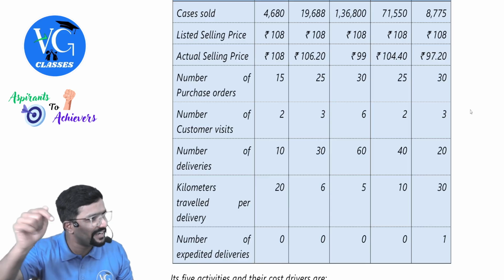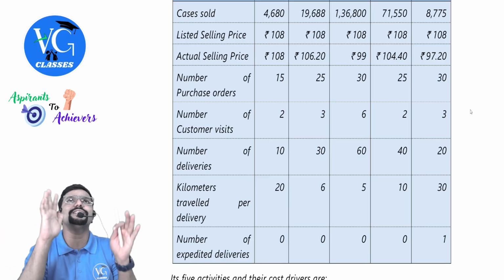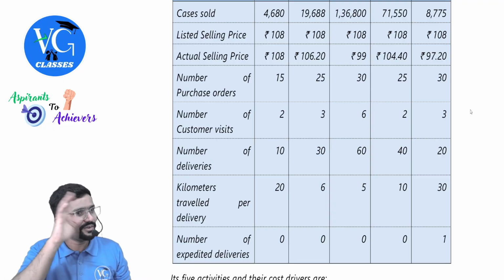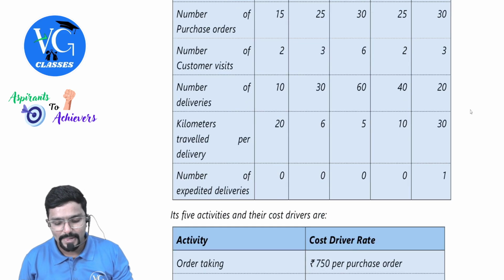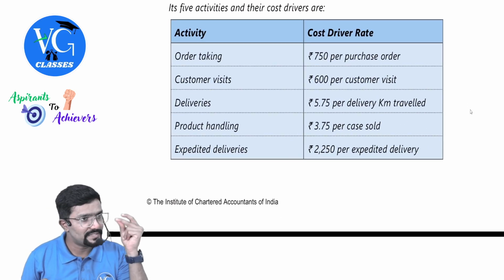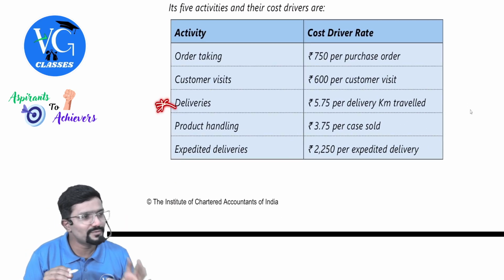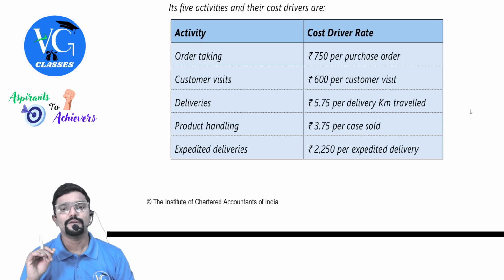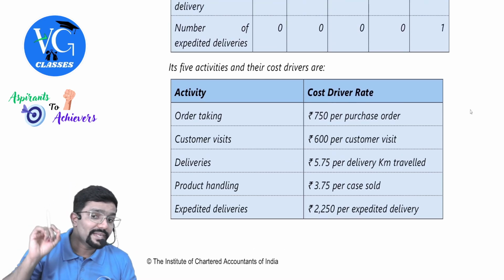To calculate and write, you will take time. Presentation, you already know. You have an idea how to present it. But getting the total, you have to do all the procedure. Now, deliveries. This is important because this will be different. A similar question we have solved in the class. 5.75 per delivery kilometer.